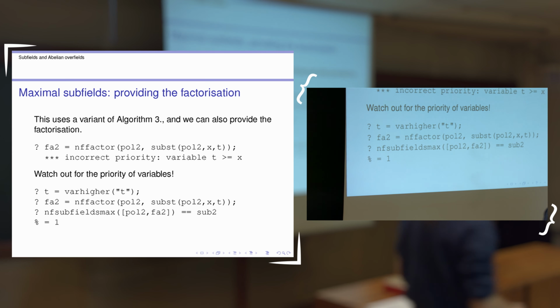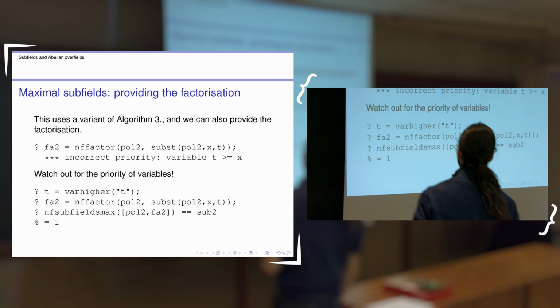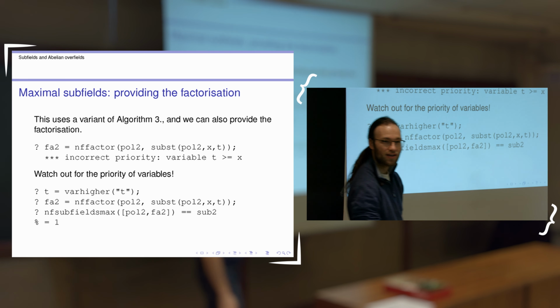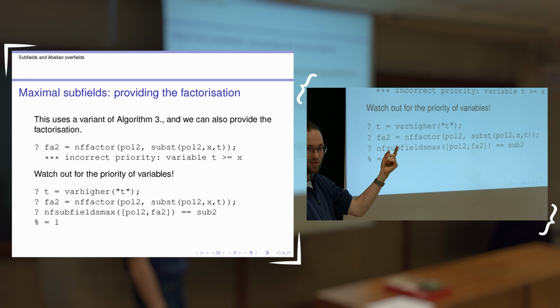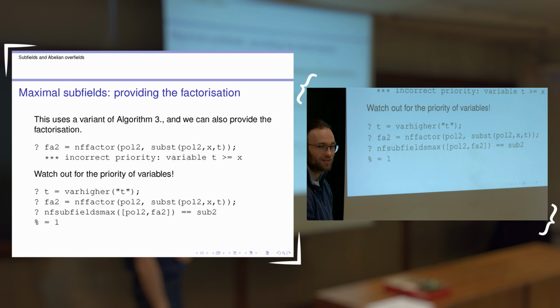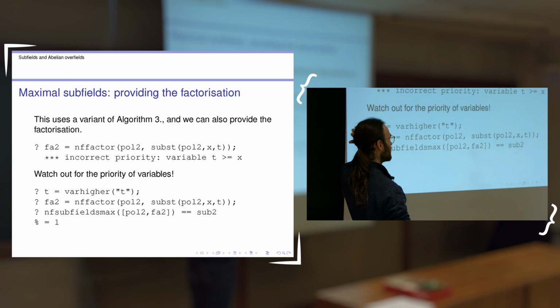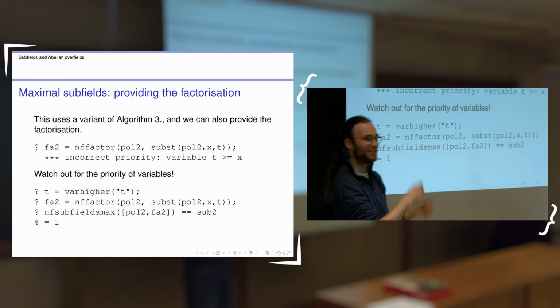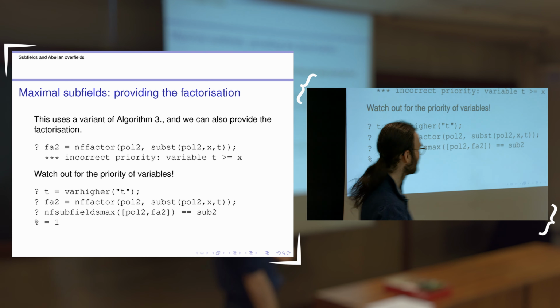Is the error message wrong? It says t is larger than x, but it actually is smaller than x, no? It depends what's larger or smaller. I don't remember if larger means higher or lower priority. Larger means lower priority? That is a bit weird. That's why I'm saying: if it doesn't work, do a var higher and try again. Don't try to think about the order. It's a total order.